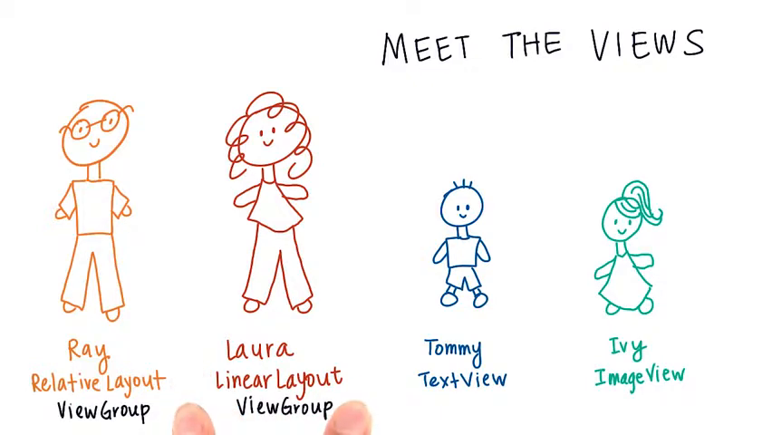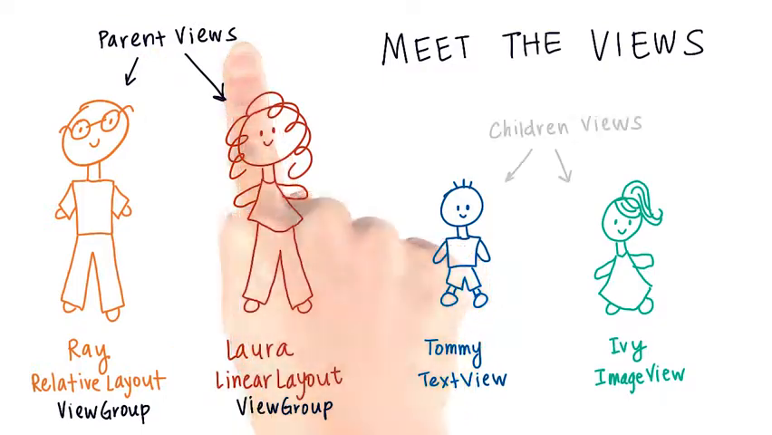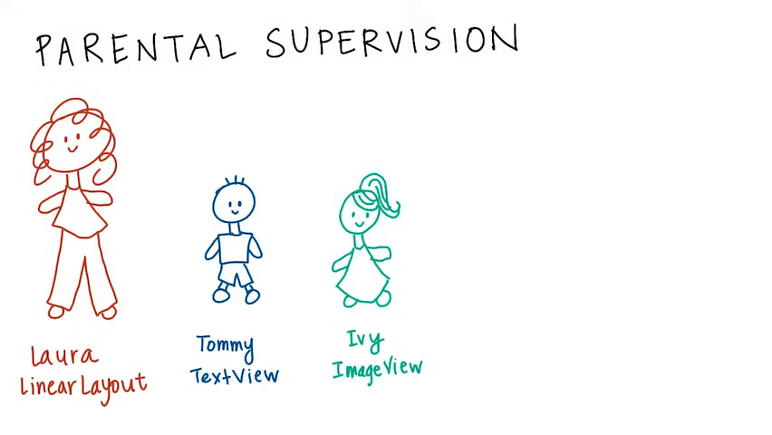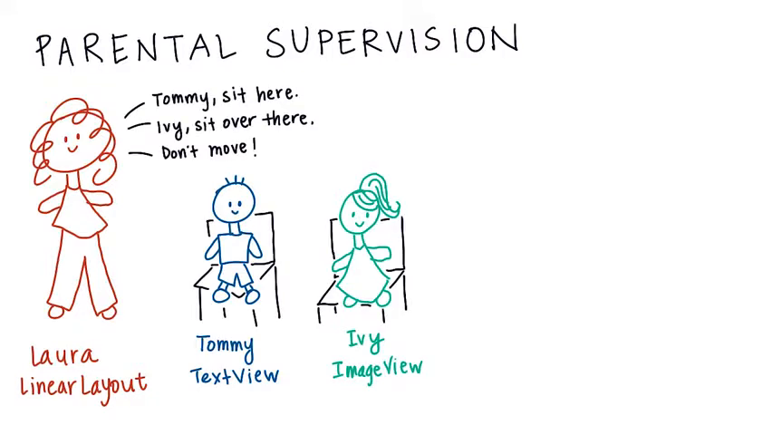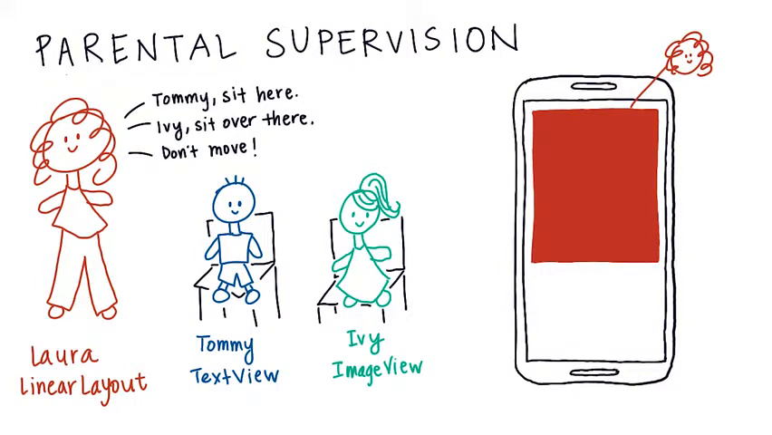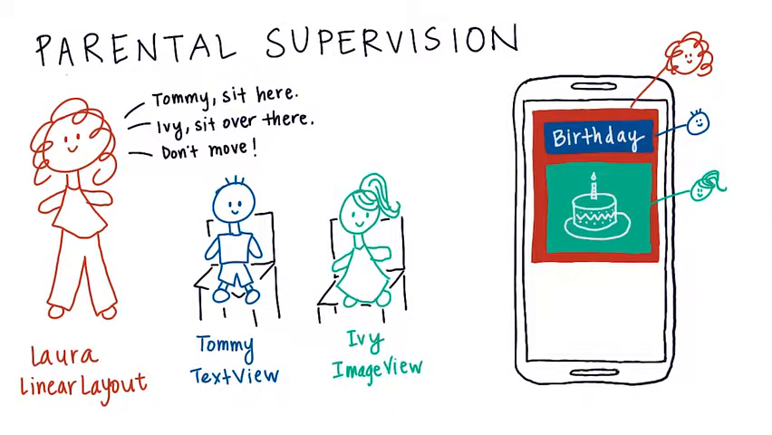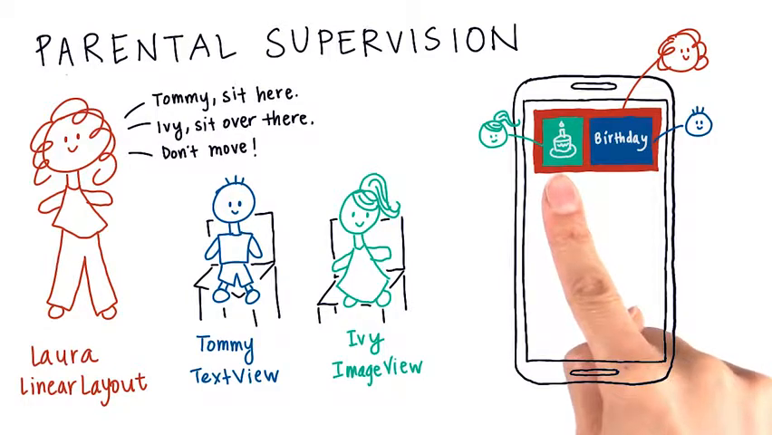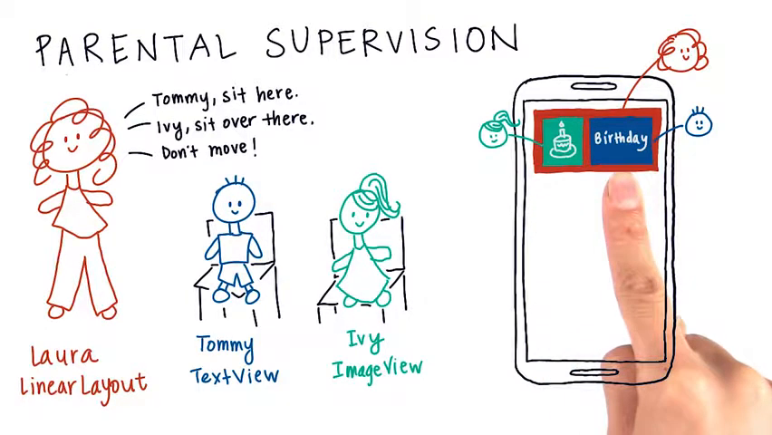These are both view groups, which we mentioned before are called parent views. Then the children views are positioned based on their parent. Let's look at an example of one parent. A parent may tell their child to sit or stand in a specific place and not to move. Let's ignore the possibility that the child might want to get up and run around, because that's just an edge case. On a device, this means that a parent has control over where to position its children. For example, one child text view can be at the top of the screen, and then a second child image view can be below that. Or if the parent wishes, they can rearrange the children in a different way. The child image view can be on the left, and then the child text view can be on the right.